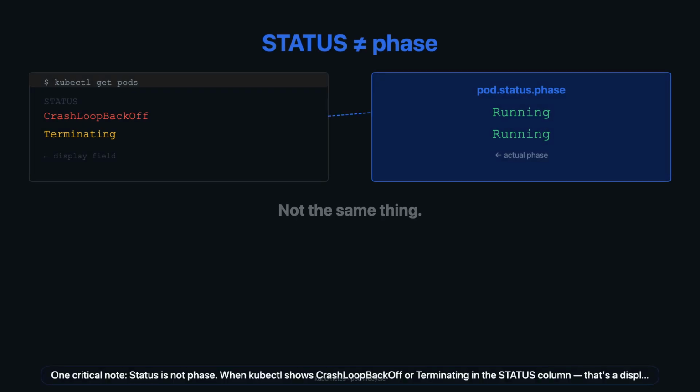One critical note: status is not phase. When kubectl shows CrashLoopBackOff or Terminating in the status column, that's a display field. The actual phase is stored in pod.status.phase. It's one of these 5 values only.